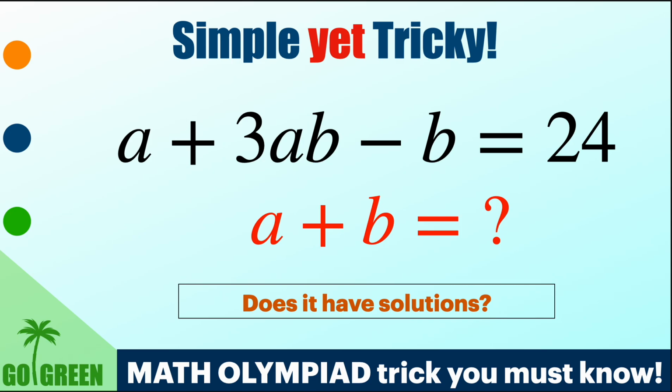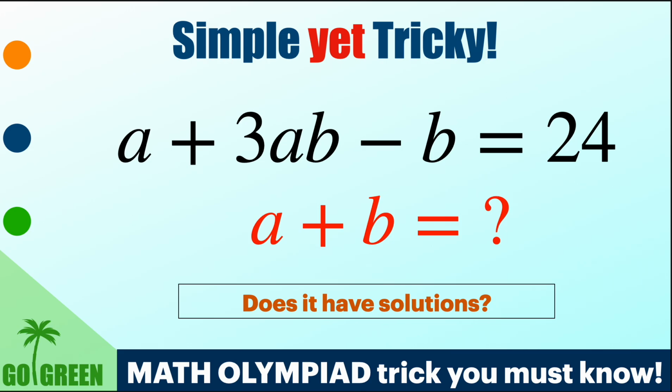Hello everyone. In this video we are going to solve a very simple problem, but simple yet tricky, as it says. This is a very simple algebra or arithmetic problem. You can say the value of a plus 3ab minus b is given to be 24, and what is the value of a plus b? Okay, so we'll see. This problem is really interesting, and on the way we'll see some confusions arising.